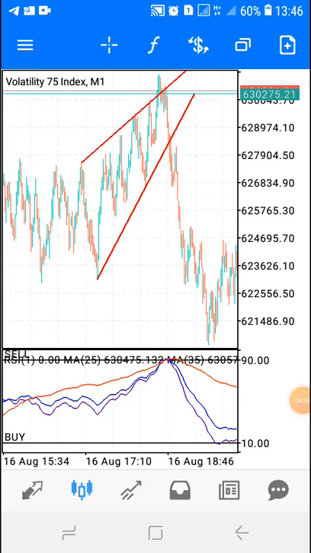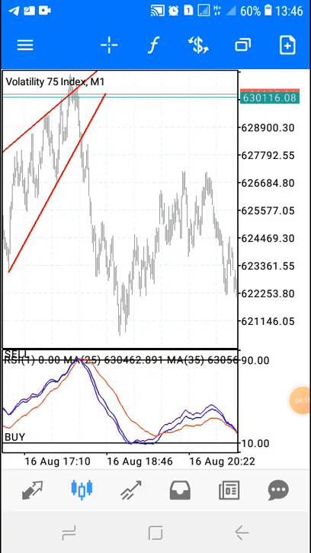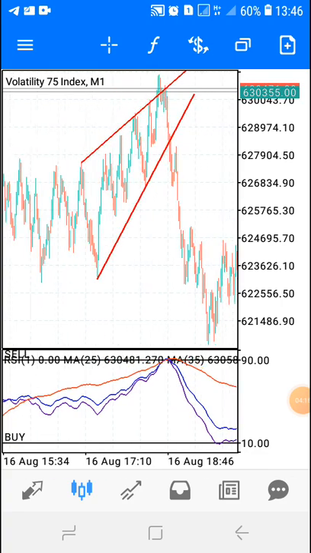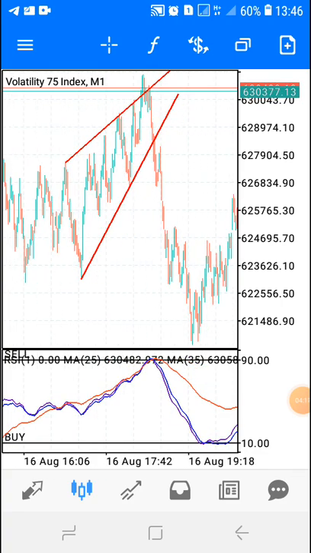Okay, that's a wedge pattern. It means it's a reversal pattern, right? So every time you see something like that, you know the market is about to reverse, okay? And check what happened. Let me just zoom in a bit.